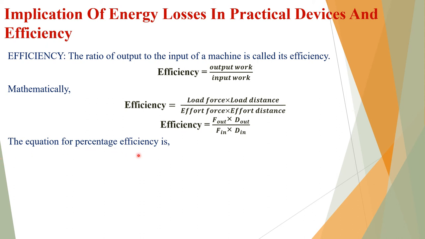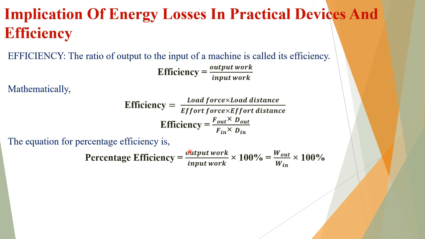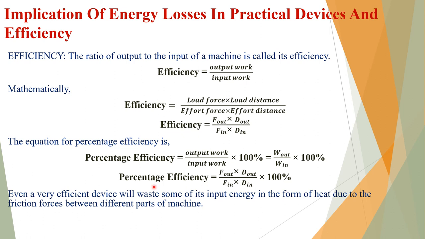The equation for percentage efficiency: as we know, efficiency is normally taken in percentage, so we can calculate percentage efficiency by just multiplying the efficiency by 100%, and we get work done W_out divided by W_in into 100%. So by multiplying with 100%, we get efficiency in percentage. By putting the formula of efficiency and multiplying it by 100%, we get the percentage efficiency. So percentage efficiency is equal to F_out into D_out divided by F_in into D_in into 100%.